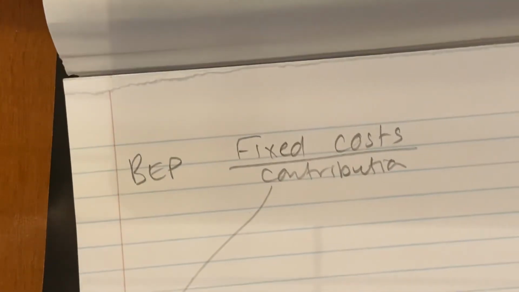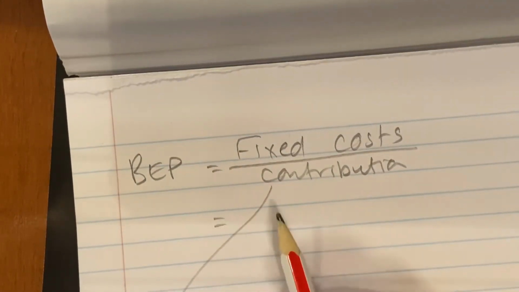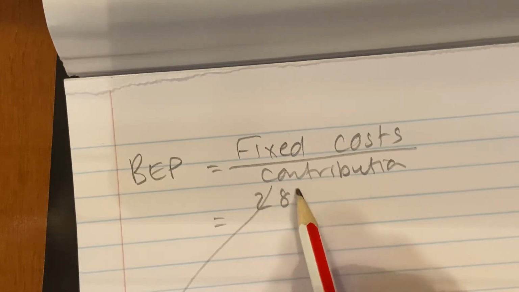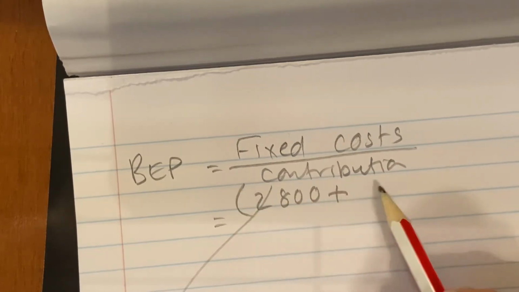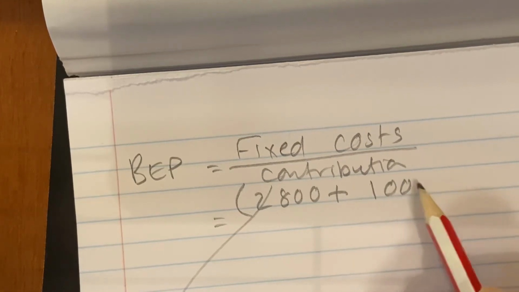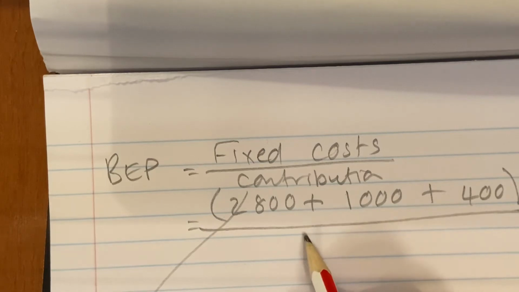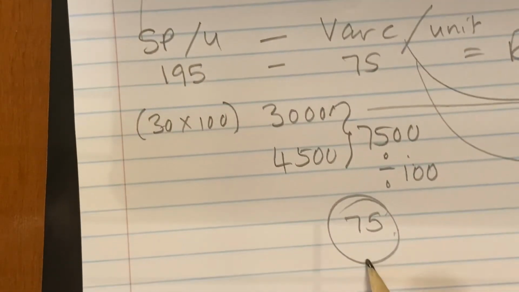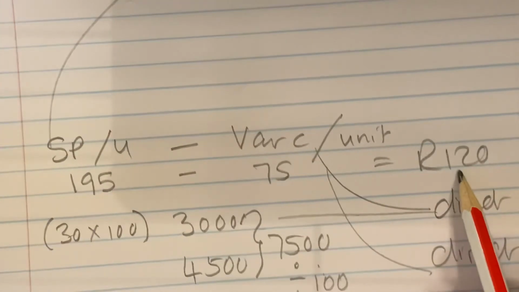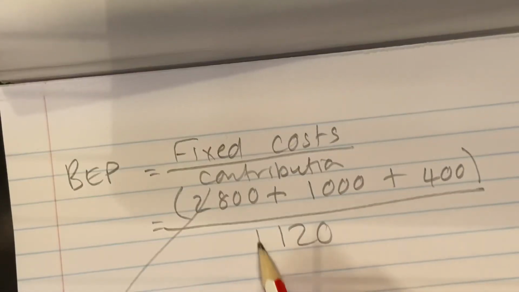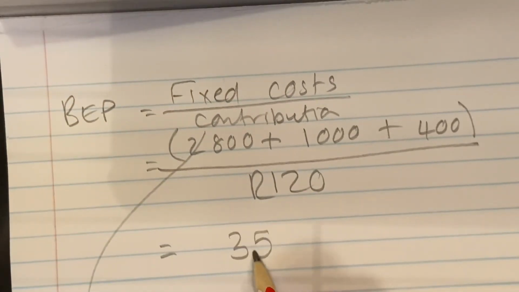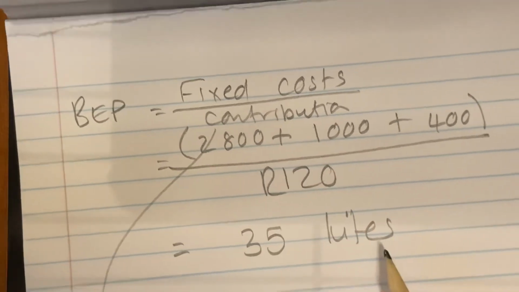Right, so how do I calculate the break-even point? The fixed cost. Now what's my fixed cost? That's the salary of the factory supervisor, plus the rent of the factory is 1,000 Rand, plus the 400 Rand insurance, right? Divided by my contribution. The contribution is 120 Rand. If you make that calculation, you will see that it's 35 units or 35 kites. So that's the break-even point, so they have to make 36 kites to start making a profit.